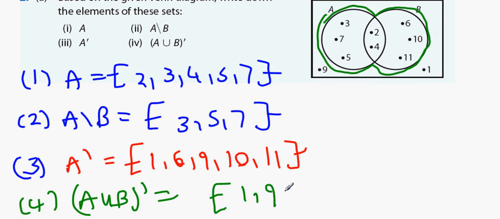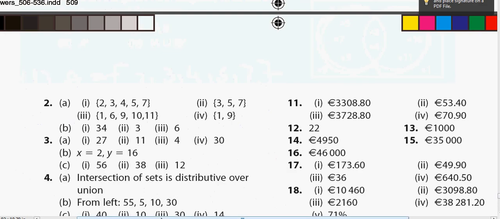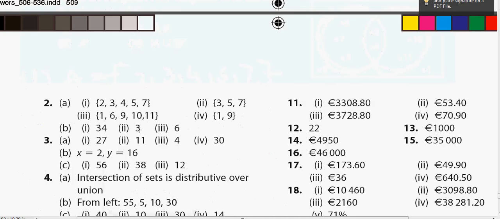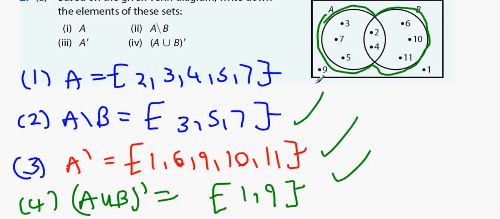So let's just check our answers here. 2, 3, 4, 5, 7, 3, 5, 7. Yes. And the next one is 1, 6, 9, 10, 11. Yes. And 1 and 9. So we've gotten all these correct and ready to go. Next part.